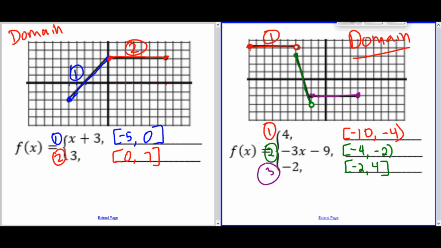So hopefully you took a second and gave this one a try. The interval is -10, -4 for the first function. -10 is included, -4 is not, because it's an open circle. For the next function, it's -4, -2. The -4 is included, and the -2 is not. And the last function goes from -2 all the way up to +4. So from -2 to 4, and both of those are included.